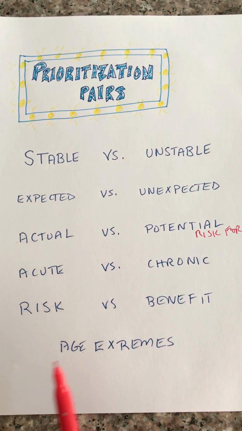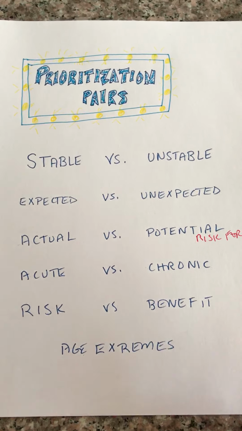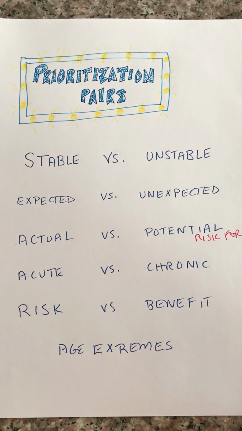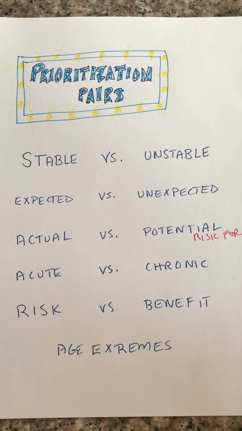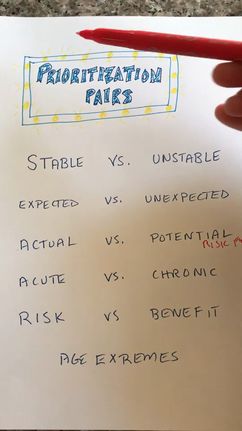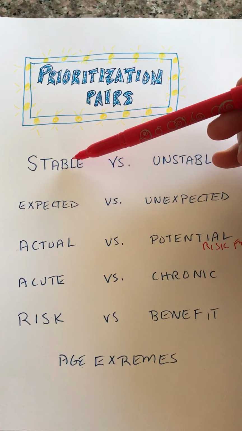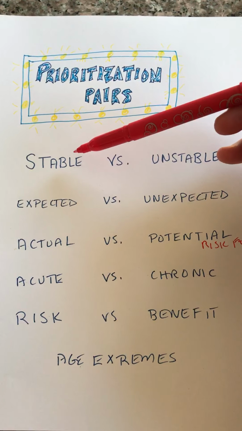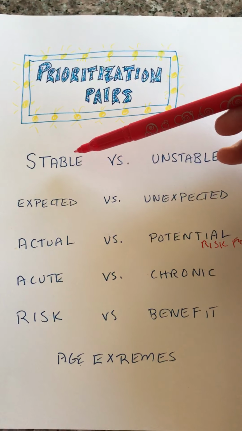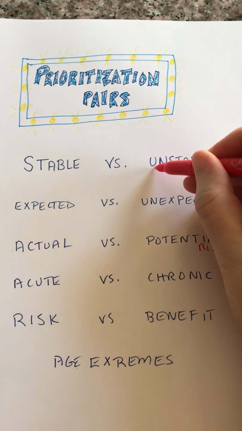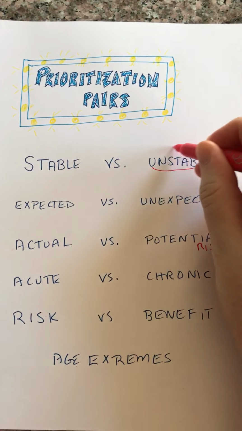I'm hoping this is starting to make sense. This is just a general concept that we use to guide our decision making. So going back to the top, if I have a patient that's stable, or patients that are stable, great, they can wait. I'm going to go to my patient that's having some instability.